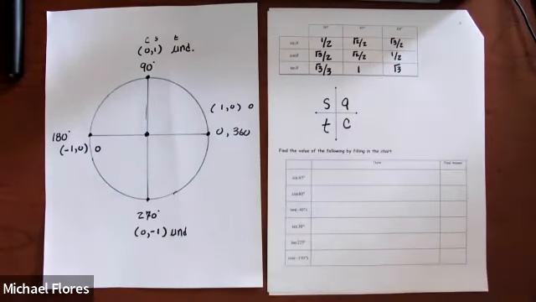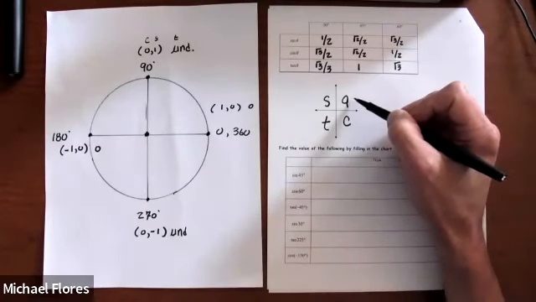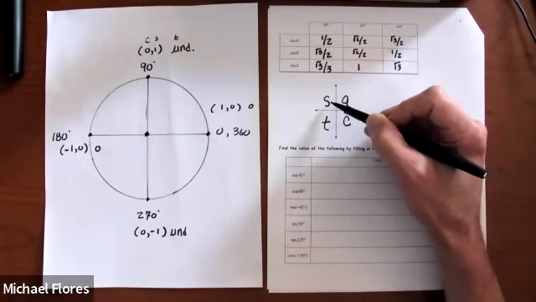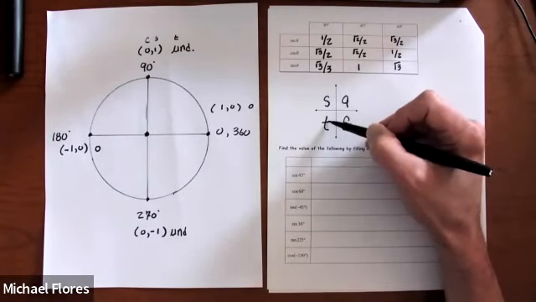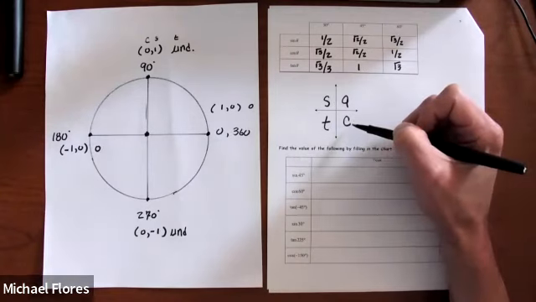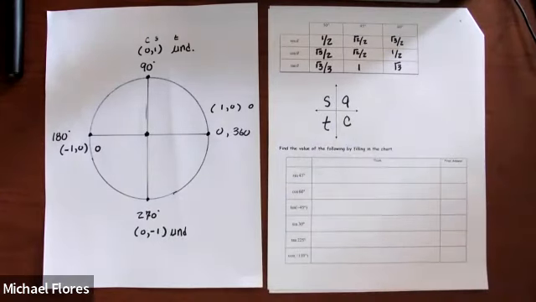So if you'll write this down, CAST. That's going to let you know which values are positive in their respective quadrant. So everything in quadrant 1, all of them are positive. Only sine is positive in quadrant 2. Only tangent is positive in quadrant 3. And only cosine is positive in quadrant 4. So now we can get to it.